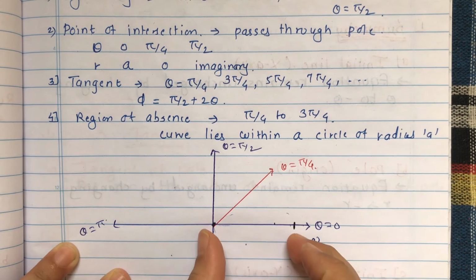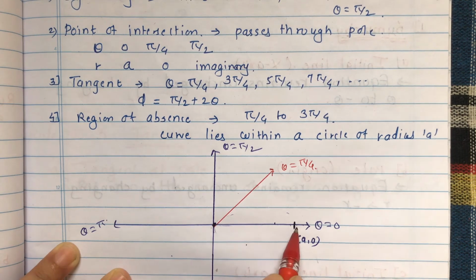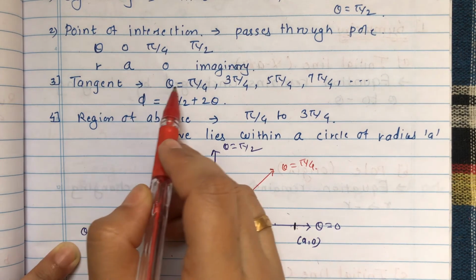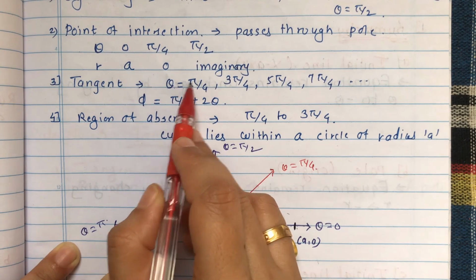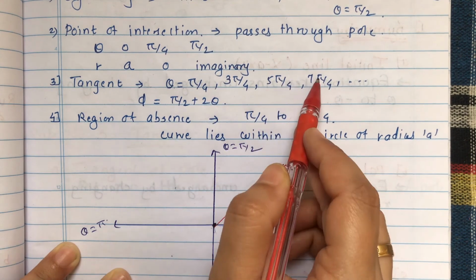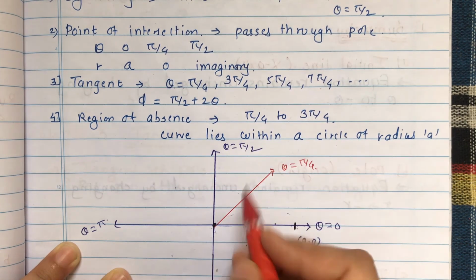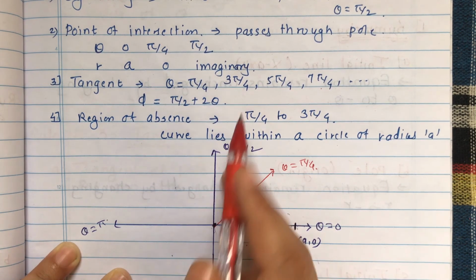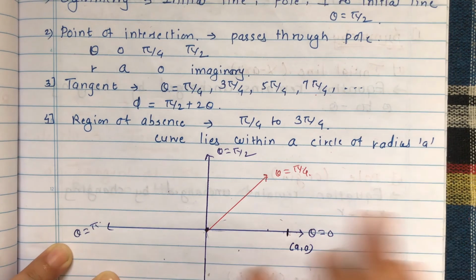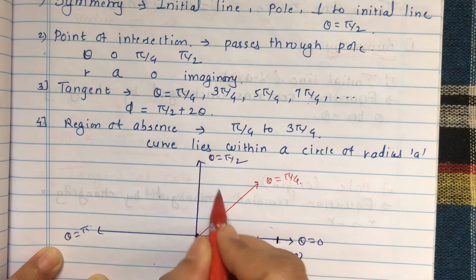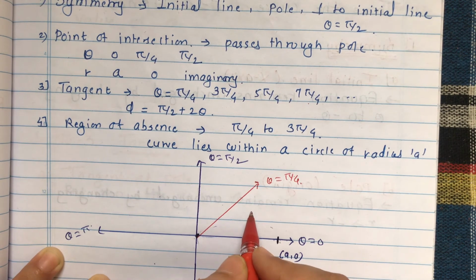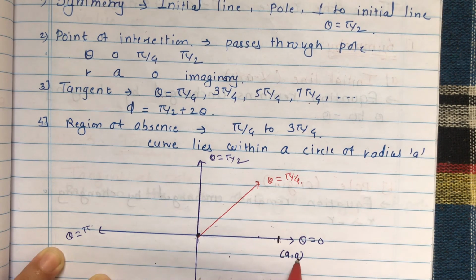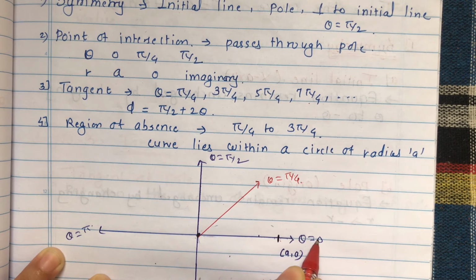Next, we need to draw tangents at this point. Now this 0 is nothing but the pole. So tangent at pole are theta is equal to pi by 4, 3 pi by 4, 5 pi by 4, and 7 pi by 4. We have already drawn theta is equal to pi by 4. Now theta is equal to 3 pi by 4 will be in this quadrant, so no need to draw this, right? So we will focus on the first quadrant only. Next, now this is a point a0, or this will be the point for theta is equal to 0.